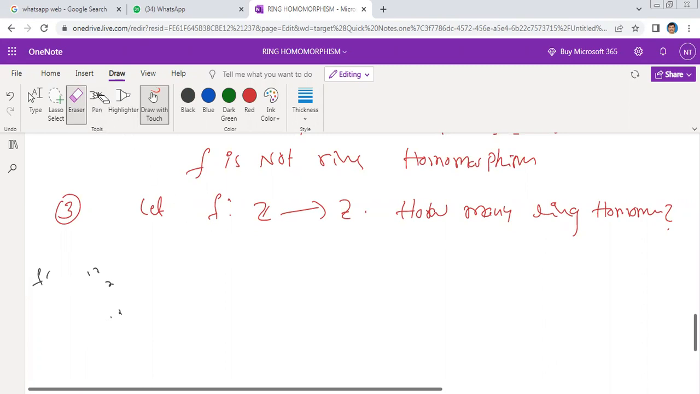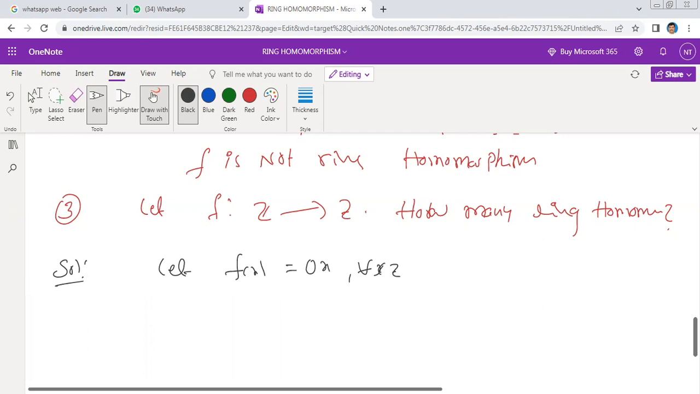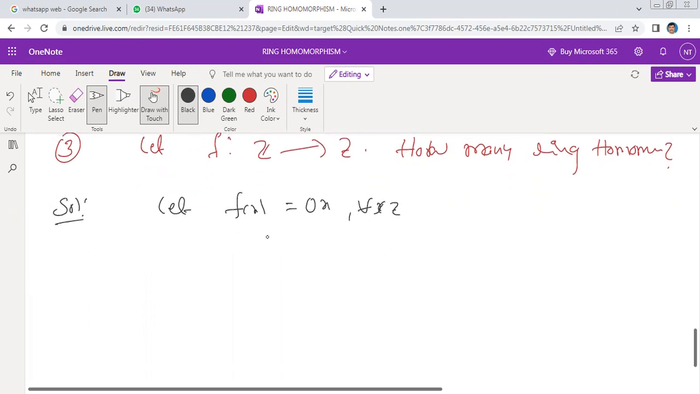Suppose I take f of x equal to 0x, for every x belonging to Z. Is it a ring homomorphism? Yes, sir. You check: f of x is equal to 0x for every x belonging to Z. Let x, y belong to Z.